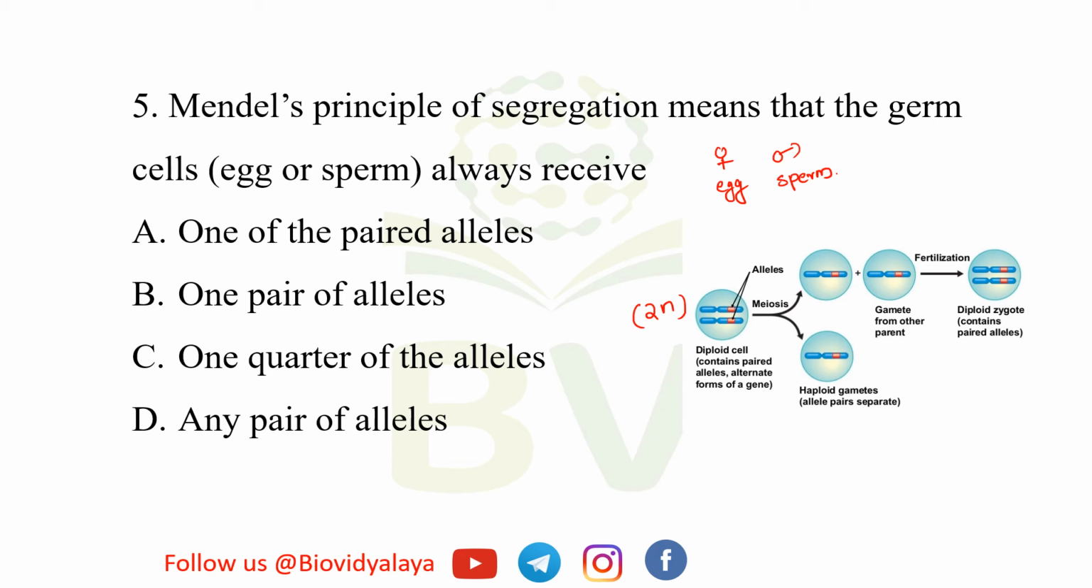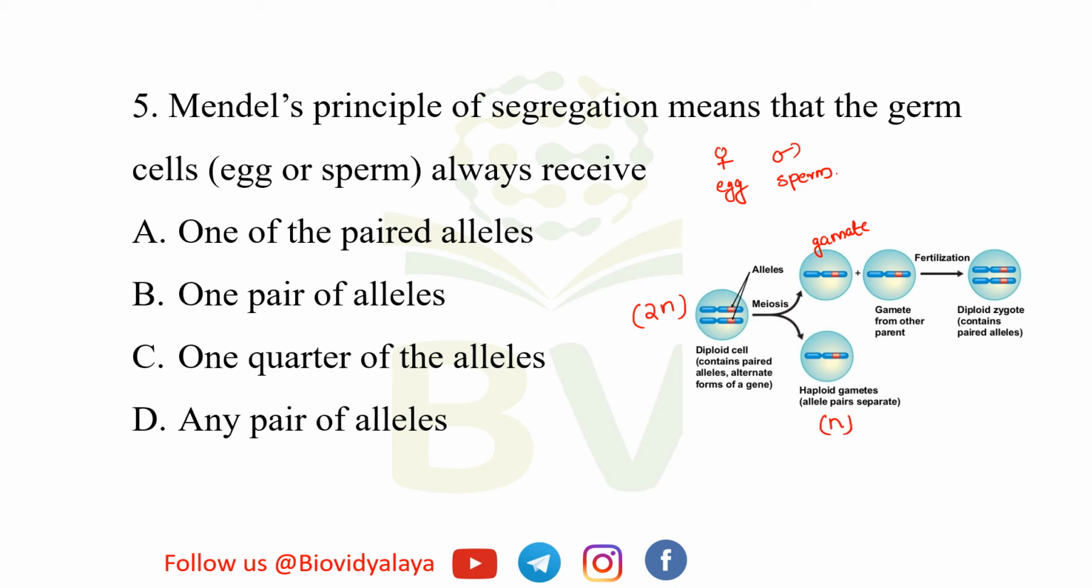In diploid cell, how many alleles are present for a trait? Two alleles are present for a trait. Diploid cell contains paired alleles. And during meiosis, these paired alleles will separate and one allele will go to one gamete or one germ cell. One of the paired allele will go to one germ cell. This gamete or the germ cell is haploid.